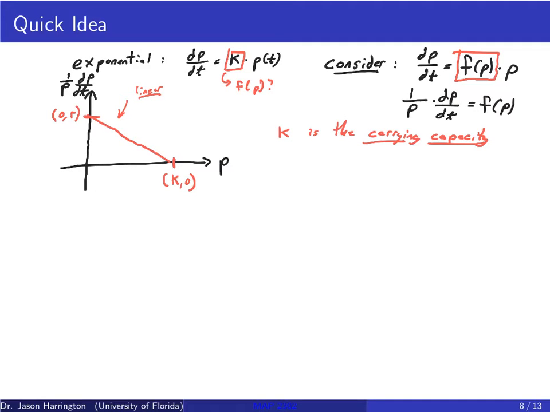So K is the carrying capacity, and in other words, I just want to say that a population can have no more than K people, or K resources, however you want to put that.